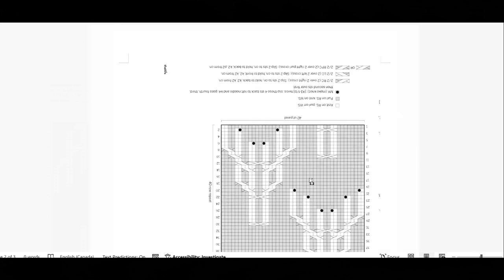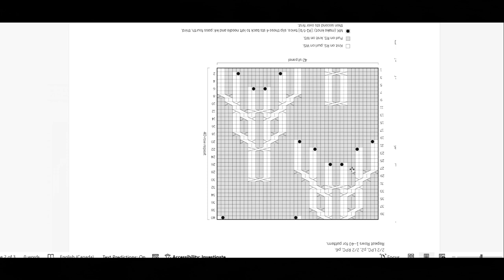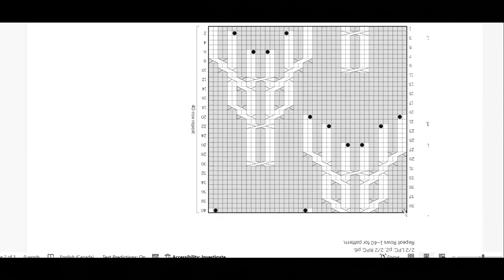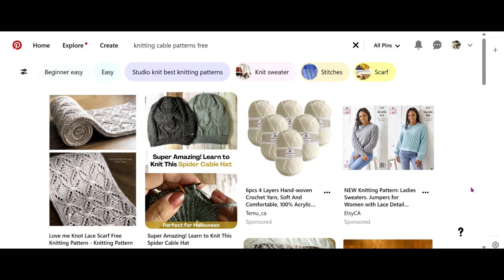Now you have to read. Okay, so this is how you read if you want the pattern upside down. So now you know how to flip the chart.